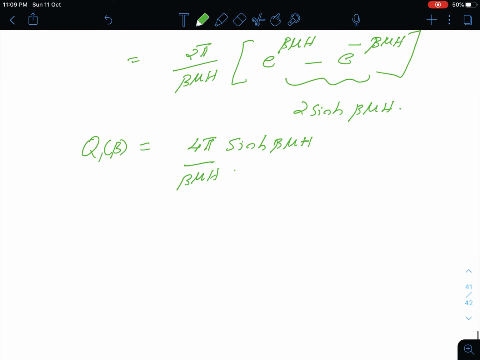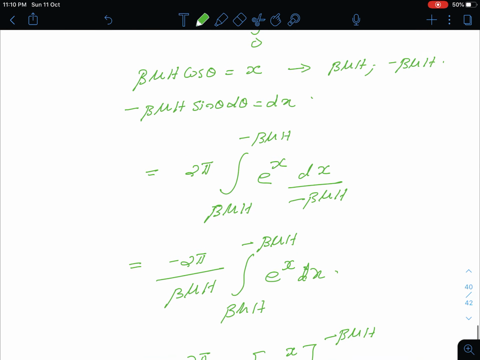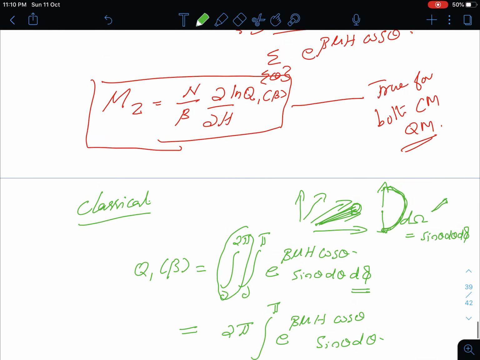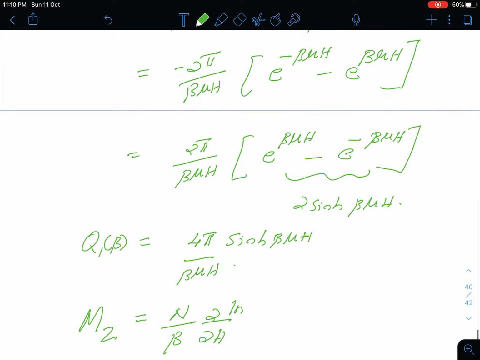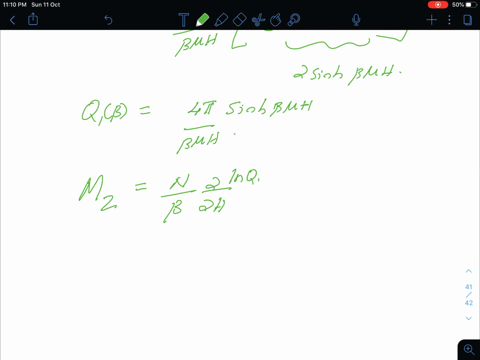Now what's our aim? We have to find out the mz. What is mz? Magnetization. How much the material got magnetized in the z direction, and that is simply n by beta dou by dou h of ln q1 of beta.